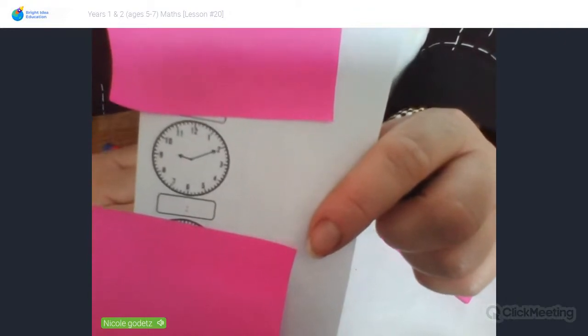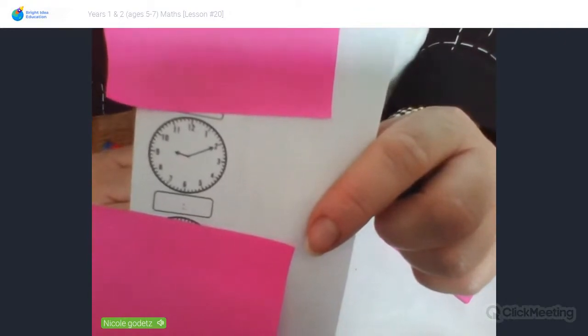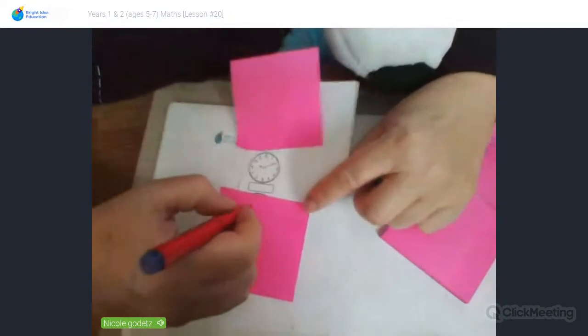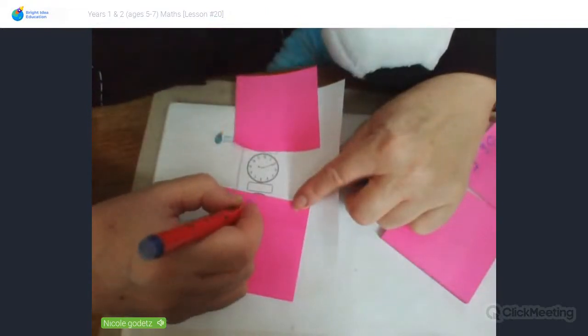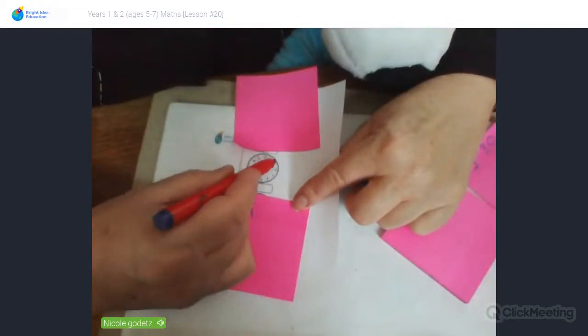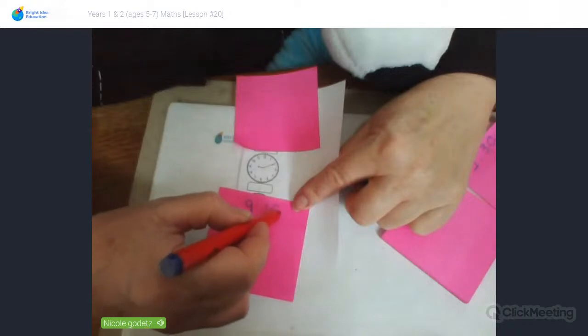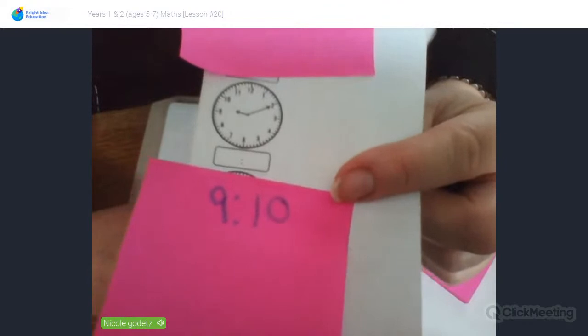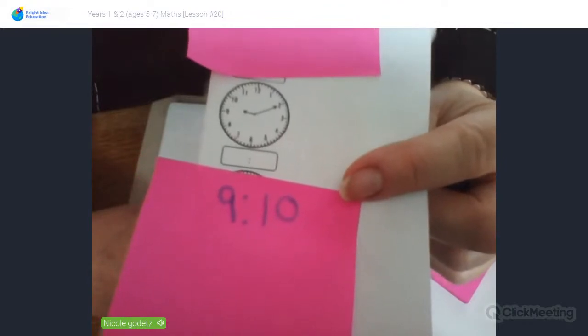So make sure you're using those colons. Well done, you've got a colon this time. Excellent. Yes, exactly. It's 9 hours, colon, 10 minutes. So 9:10.